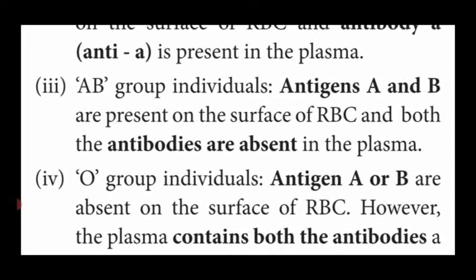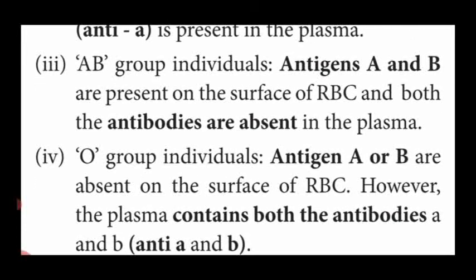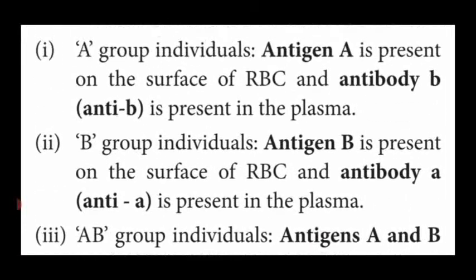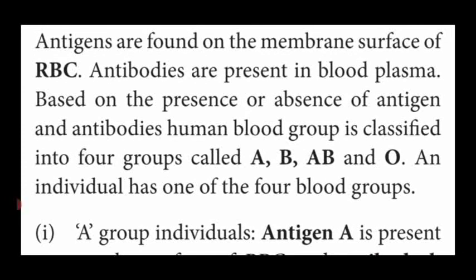Next one, O group. O group means antigen A and B are absent on the outer membrane of RBC, but the plasma contains both the antibodies of A and B. So this is said to be the difference of blood groups which are present in the human body, but each individual or each person has only one type of blood group in the body.